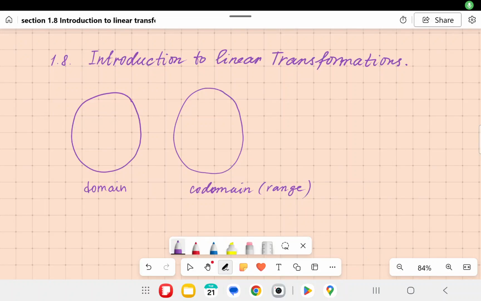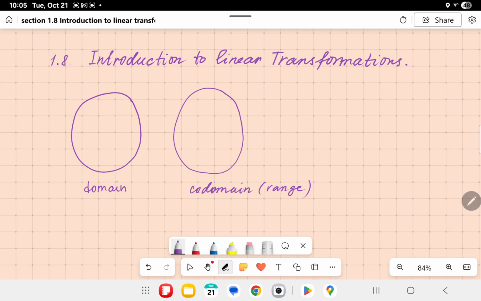Hello everyone. Today we are going to move a little bit back and return to chapter 1, where we did not finish the last few sections, and that's what we are going to do today. Today we are going to move to section 1.8 and talk about introduction to linear transformations.